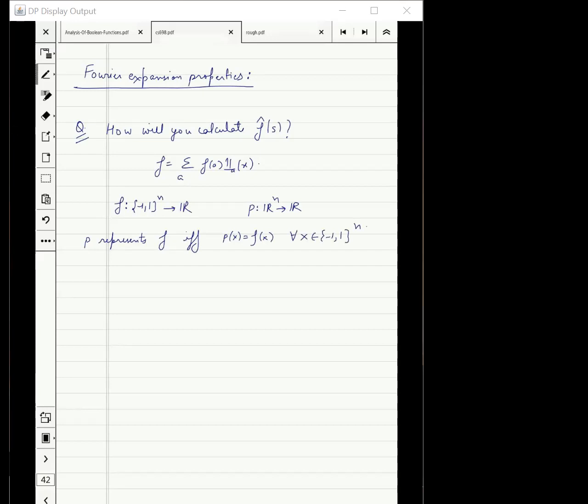Then in that case, in order to find the Fourier coefficients, if we want to find the Fourier coefficient corresponding to a set S, for those monomials we substitute one, but for the rest of them, we substitute zero. How do you do that? You are in a minus one comma one frame, right? So what is the input which will make just one monomial of that S one and the rest zero?